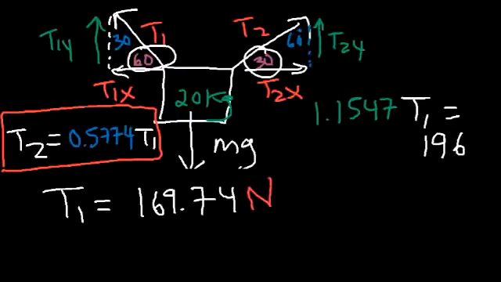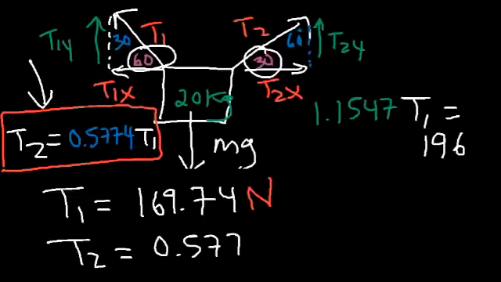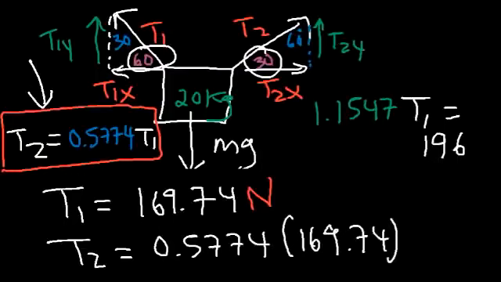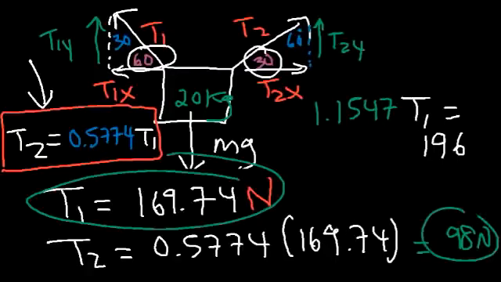To find the tension force in the second rope, we can use this equation. So T2 is going to be 0.5774 times the value for T1, which is 169.74. And you should get about 98 newtons.